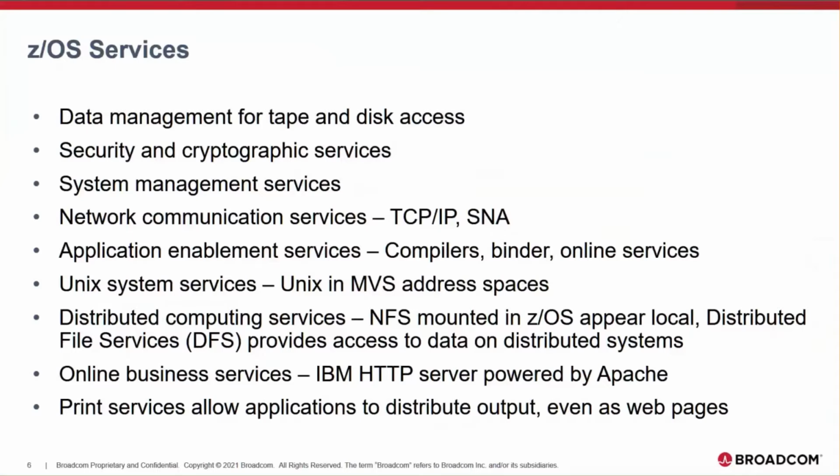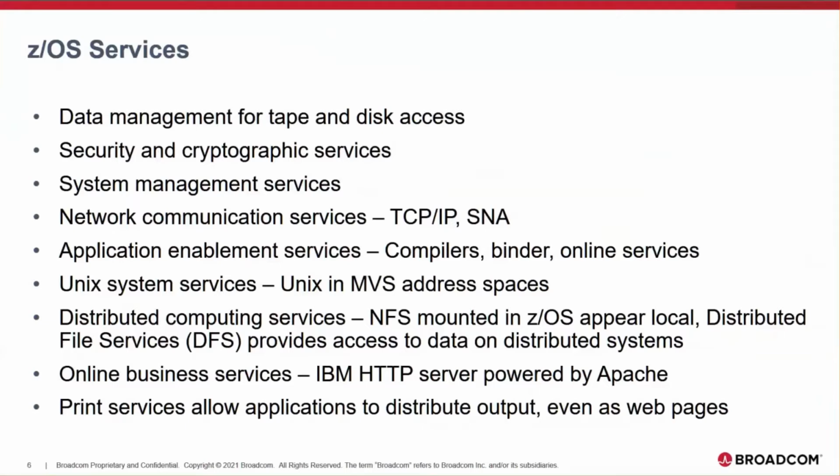There are optional pieces that you can purchase. This is base. We have application enablement services, which includes various compilers like the XLC compiler, the binder, online services, which would include CICS, which is a purchasable item. And then there's Unix System Services. This allows you to run native Unix software in an MVS address space. So whenever you have USS active in an address space, the Unix code runs along with the mix of everything else running in MVS.